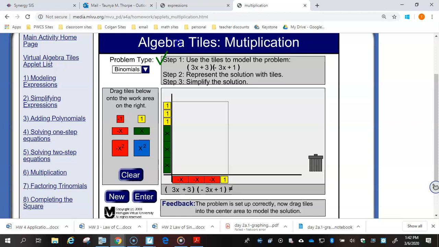Okay. And then, in order to do the next piece, we need to multiply each tile to each other tile. So what's -x times +x? Because we're multiplying, when we multiply like bases, what are we doing with our exponents? Adding. So what is -x times x?